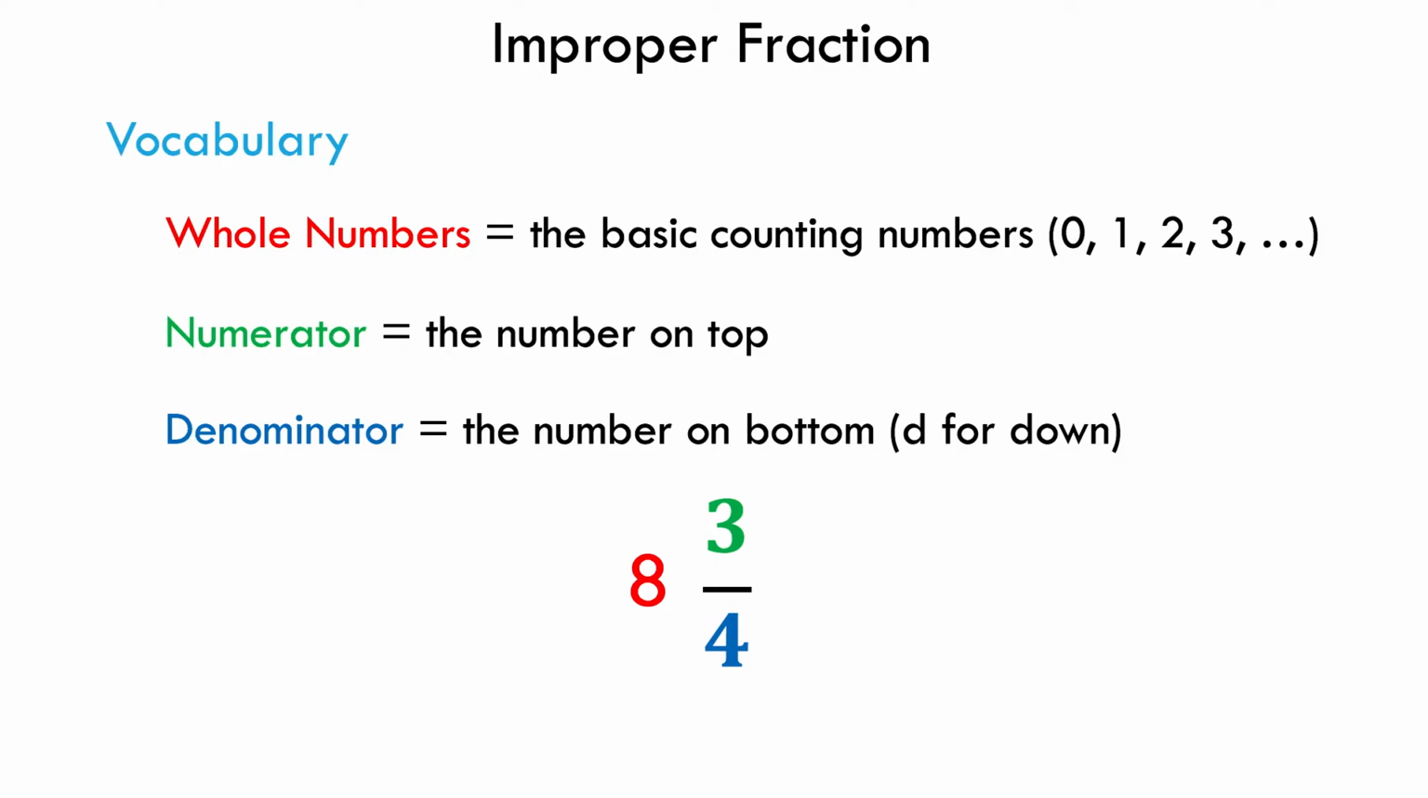So let's take a look at the vocabulary that you may need to know. Whole numbers are the basic counting numbers starting from 0 and counting by 1. So 0, 1, 2, 3, 4, 5, and so forth. Your numerator, the number on top. Denominator, the number on bottom, or D for down. So if you look at the number on the screen, 8 and 3/4, 8 is your whole number, 3 is your numerator, and 4 is your denominator.